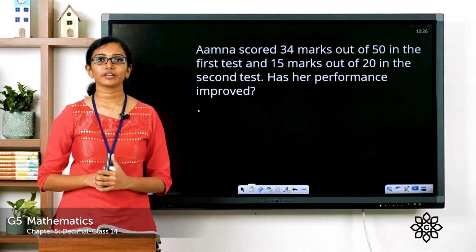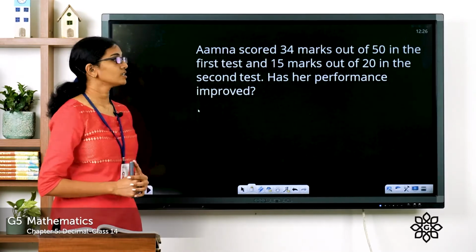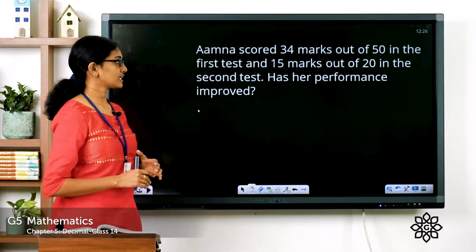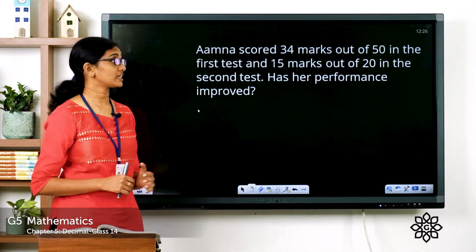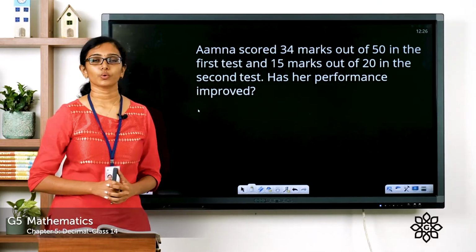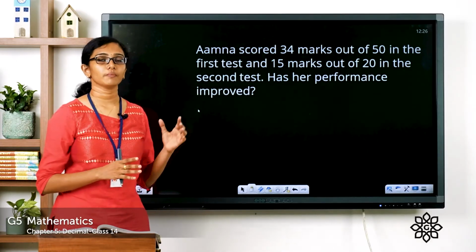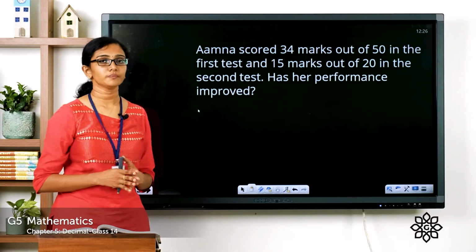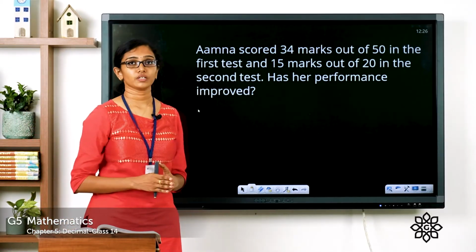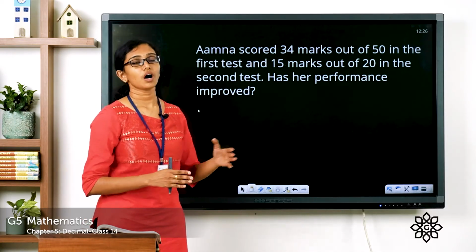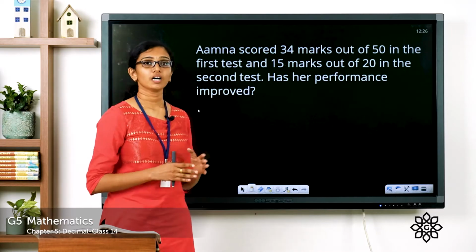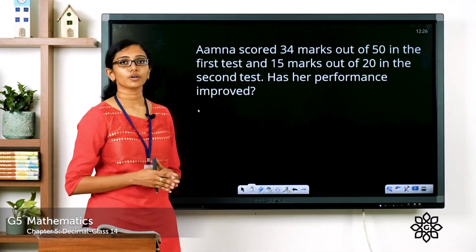Now let's look at one question. Anna scored 34 marks out of 50 in the first test and 15 marks out of 20 in the second test. Has her performance improved? How do we find out about the improvement of her performance? So the first test was out of 50. So her mark is 34 out of 50. In the second test, it was out of 20. Her mark was 15 out of 20.